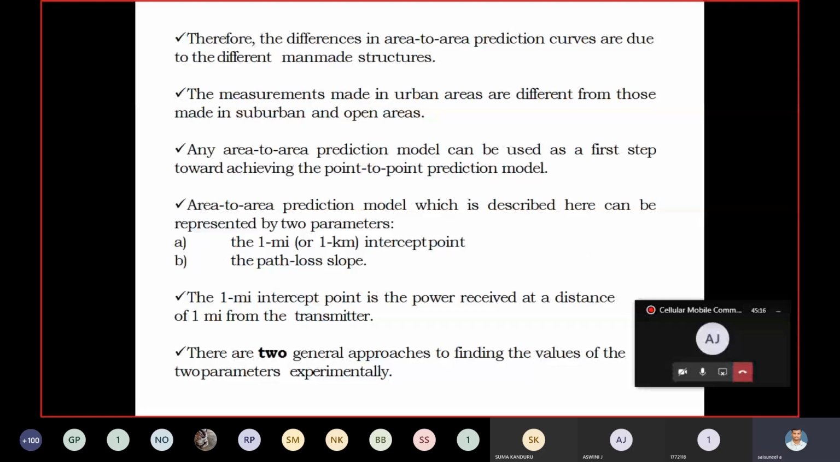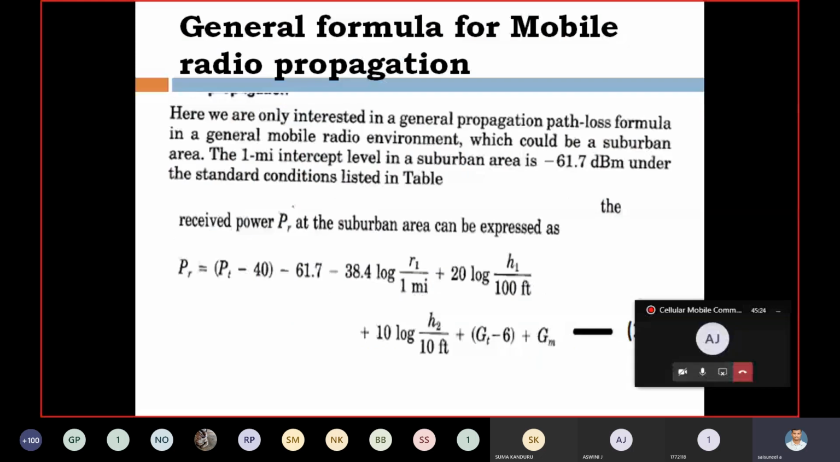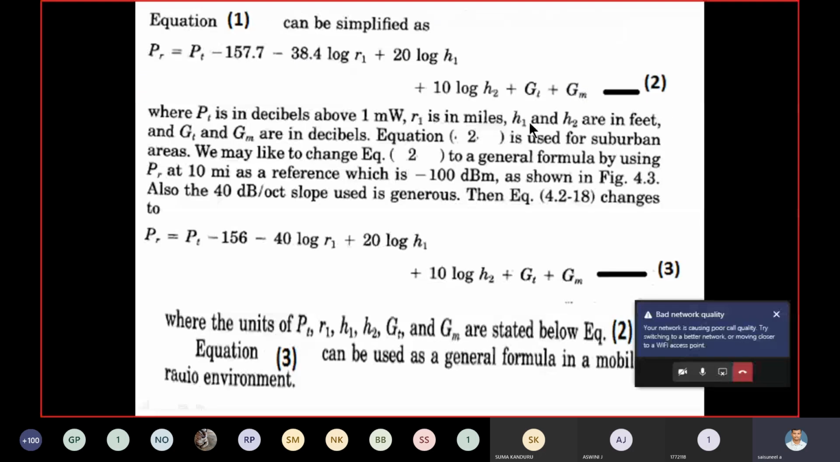for mobile radio propagation. Similarly, we can simplify the above equation: PT minus 40 dB minus something, here GT minus 6, and so on. Simplifying, finally we get PR is equal to PT minus 156 minus 40 log R1 plus 20 log H1 plus 10 log H2 plus GT plus GM. This is the final generalized equation. Thank you for today's class.